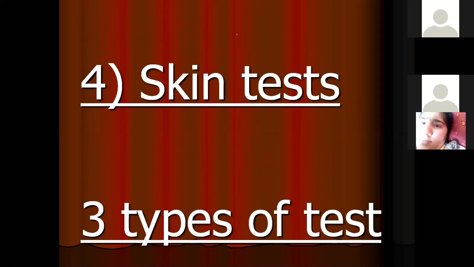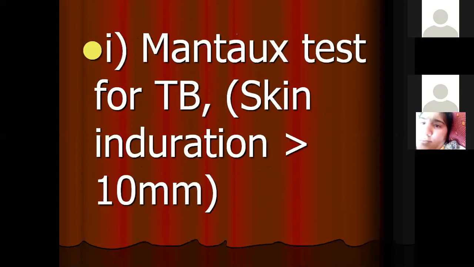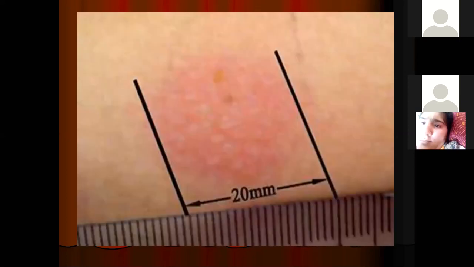Skin tests. Now, there are 3 types of skin tests. All of you must know that Mantoux test is commonly done for tuberculosis. You will see induration of more than 10 millimeter. A skin induration of more than 10 millimeter is highly suspicious of tuberculosis. In this diagram, you can see a skin induration of about 20 millimeter.